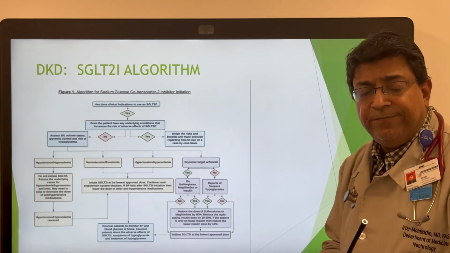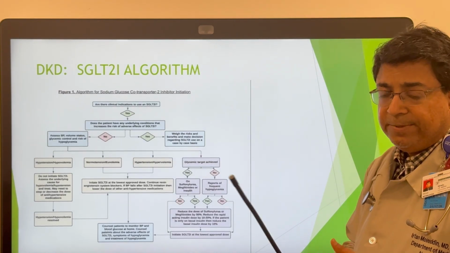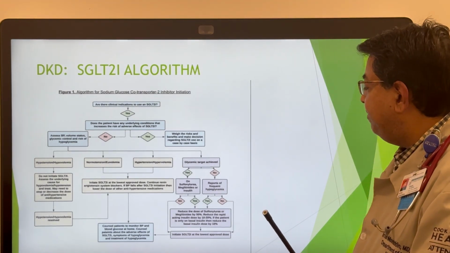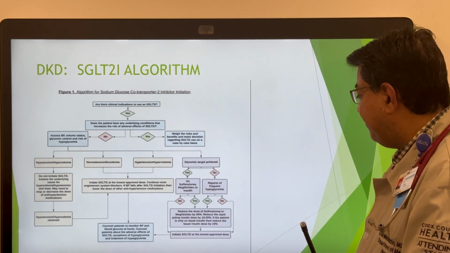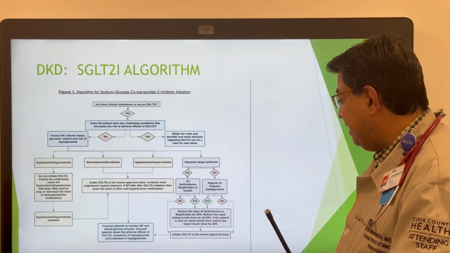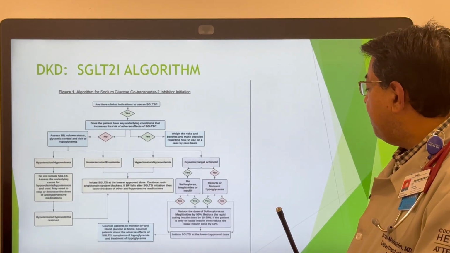What do you do if the patient has an A1C that's at target, like around 7.0? You should reduce the dose of sulfonylurea or meglitinides by 50% and then start the SGLT2 inhibitor. Next slide.